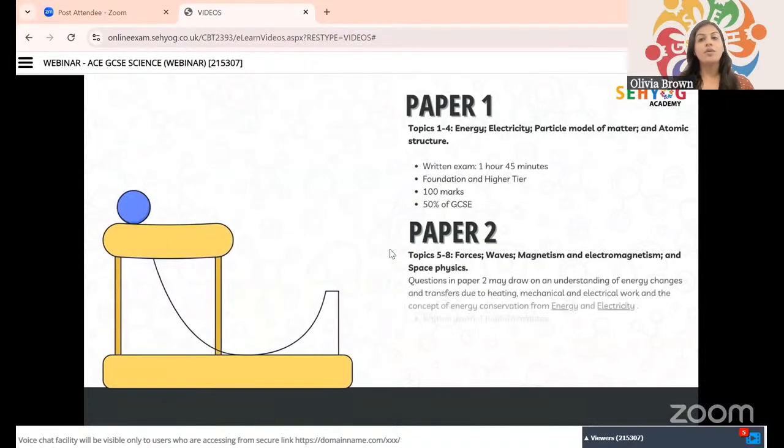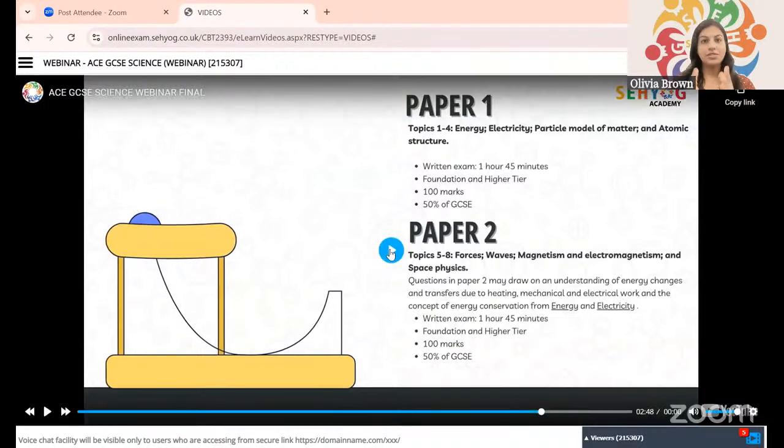So if we talk about paper one, since we have 8 chapters in total, 4 chapters are going to come in paper one and 4 chapters in paper two. But the main part is that in paper two, some of the topics are going to come from paper one. That's why I told you that you should understand the things.